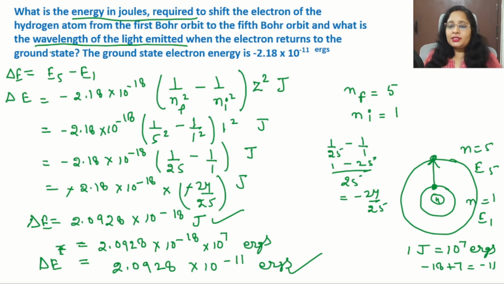Now next part is wavelength of the light emitted. So for this, first again we need to find the positions of the electron. Here electron is coming from fifth orbit to the first orbit. So n initial will be 5 and n final will be 1. Because starting state is fifth orbit and ending state, final state is the first orbit, ground state.